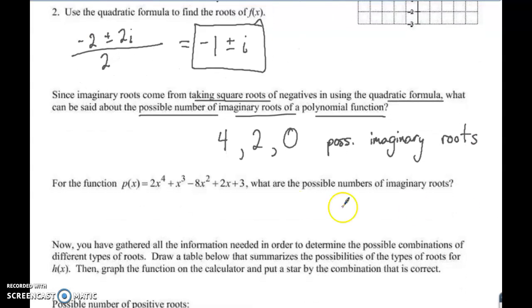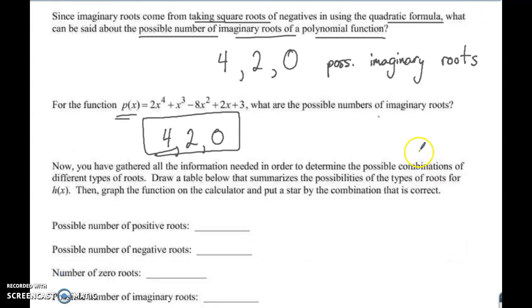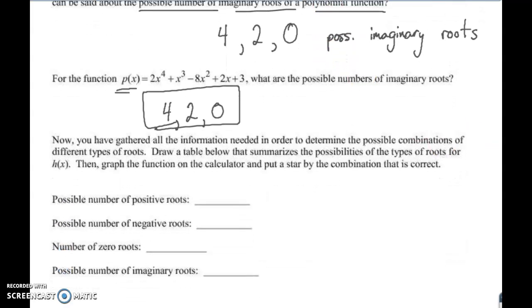So this is the same problem we looked at before. And all I need you to realize is that because it's a fourth degree polynomial, we could have all four of the roots be imaginary. Or if it happens in pairs, they could have 2, or they could have 0, possible imaginary. Sort of the same explanation as we had up there.